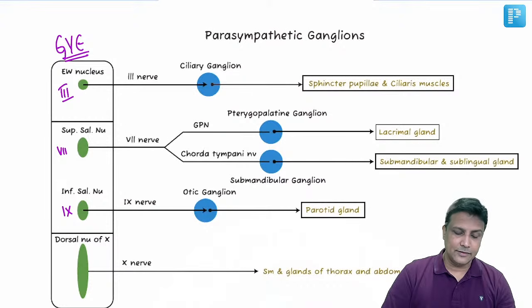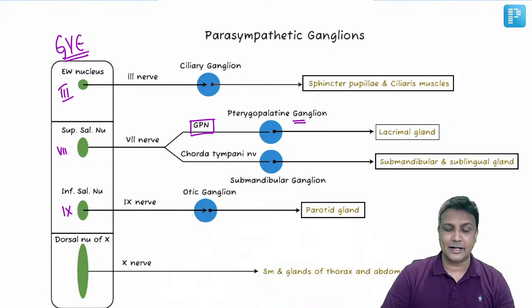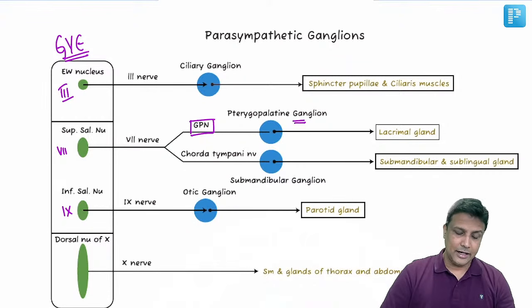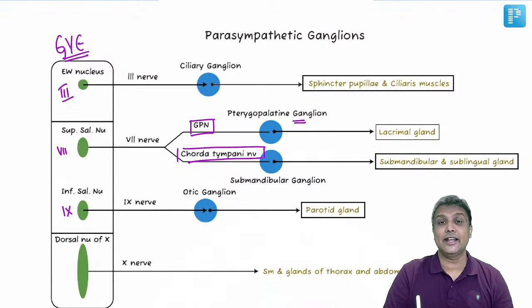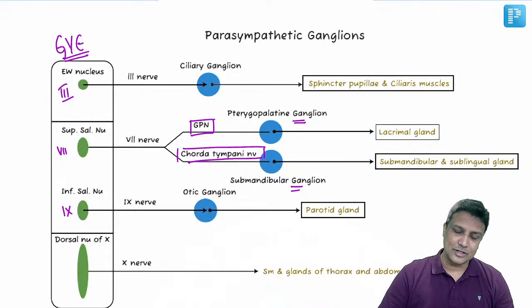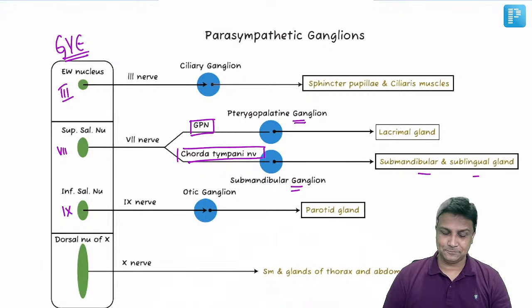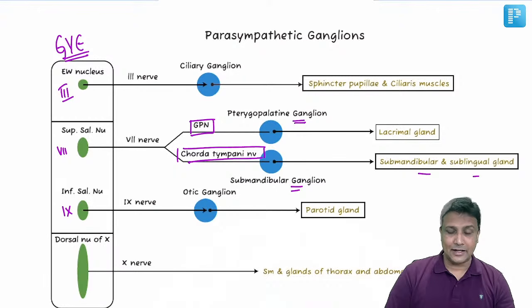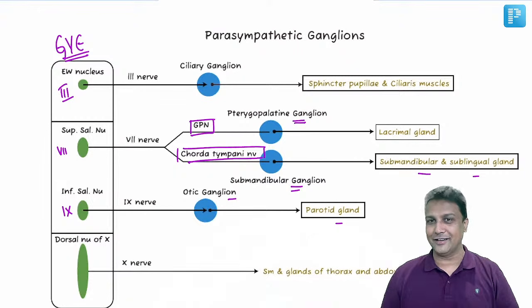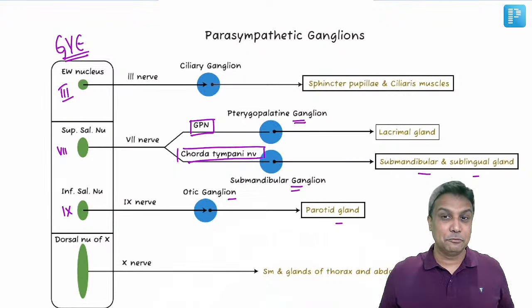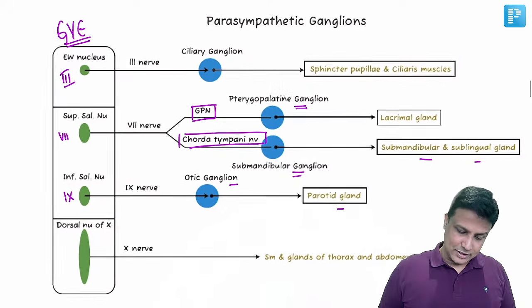The seventh nerve will give a branch, the greater petrosal nerve, that will end in the pterygopalatine ganglion, supplying the lacrimal gland. And one more branch given by the seventh nerve is the chorda tympani nerve. It goes and ends in the submandibular ganglion, and that supplies two glands: the submandibular gland and the sublingual gland. The ninth nerve will finally go and end in the otic ganglion, and from there it will supply which gland? The parotid gland. So I told you very clearly, general visceral efferent is all about the smooth muscle and glands in the viscera.